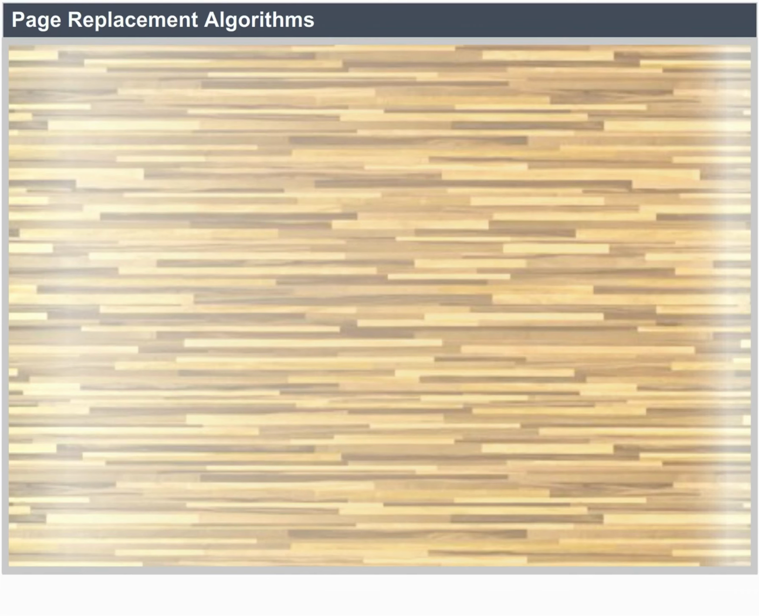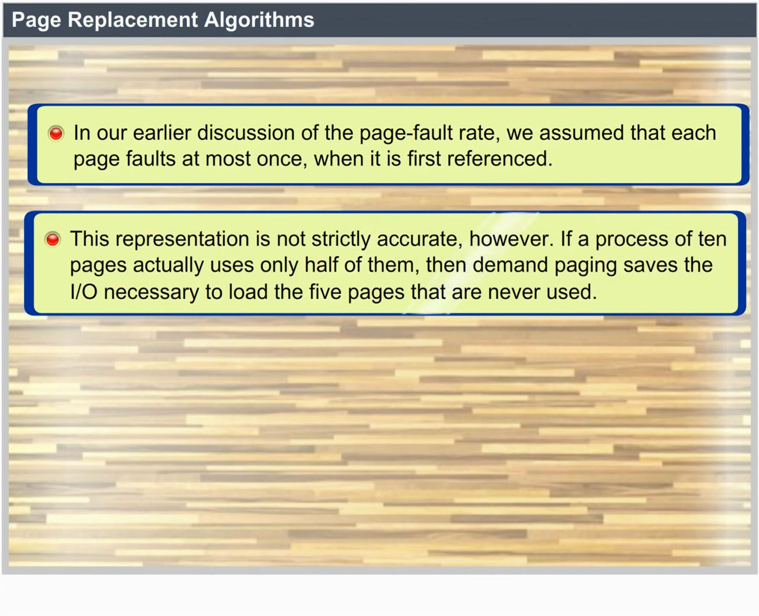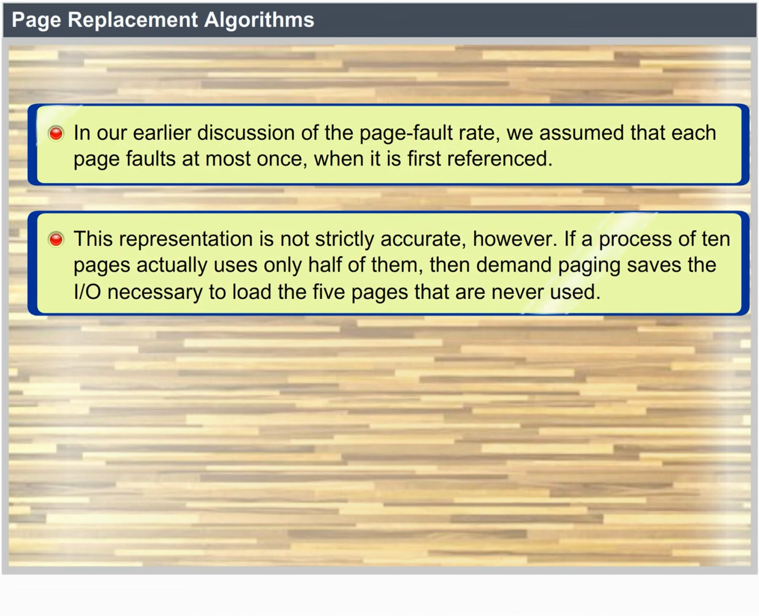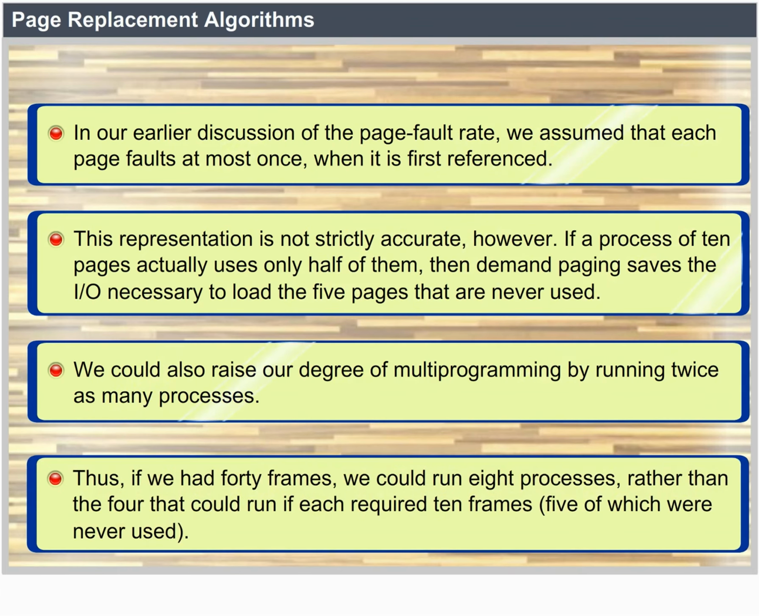Page replacement algorithms. In our earlier discussion of the page fault rate, we assumed that each page faults at most once when it is first referenced. This representation is not strictly accurate, however. If a process of 10 pages actually uses only half of them, then demand paging saves the input-output necessary to load the 5 pages that are never used. We could also increase our degree of multiprogramming by running twice as many processes. Thus, if we had 40 frames, we could run 8 processes rather than the 4 that could run if each required 10 frames, 5 of which are never used.